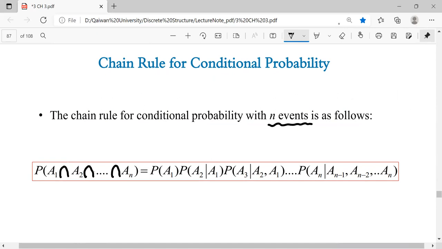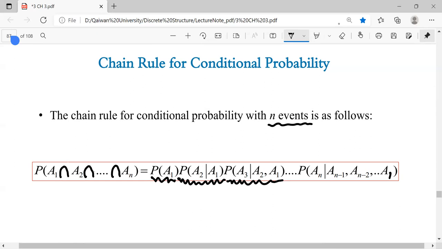If we have N events, A1, A2, A3, up to AN, these all are events. We say the probability of A1 intersection A2 intersection up to AN. If we have, let's say, three events, the probability of event one intersection event two intersection event three equals the probability of event one multiplied by the conditional probability of A2 given A1, times the probability of A3 given A2 and A1. That means if A1 and A2 happen, then A3 happens. This index should be one. Then multiply these all.